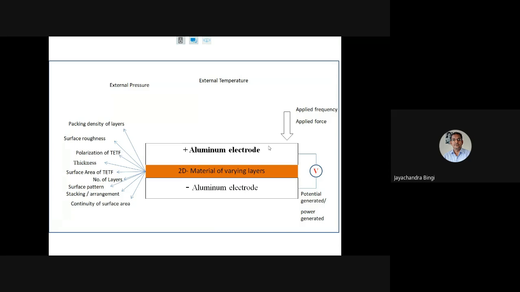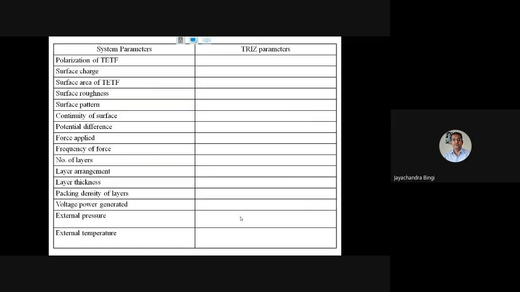Now these people are trying for some artificial skin applications by using this kind of phenomena. That is about the device. I completely explained. Now you understood about the device with respect to several parameters related to this system. So from now onwards, I'm going to term it as a system rather than a device. So these are all the system parameters.